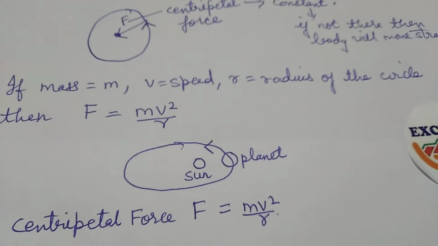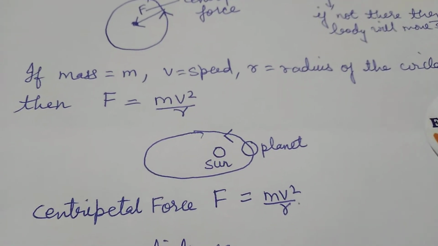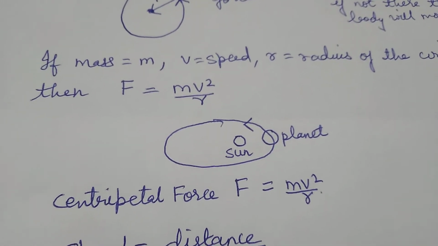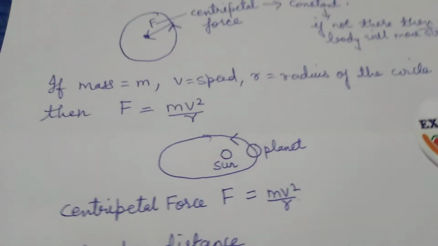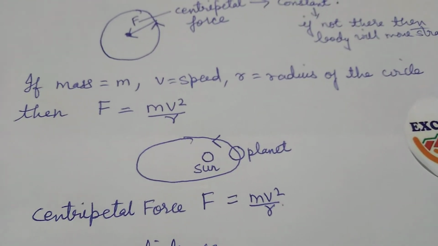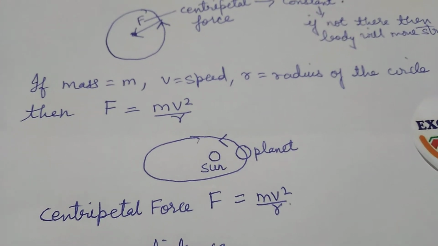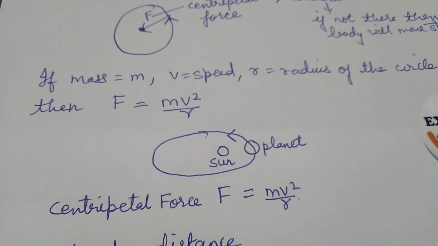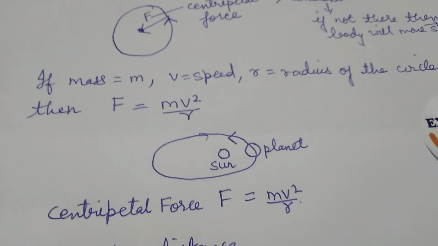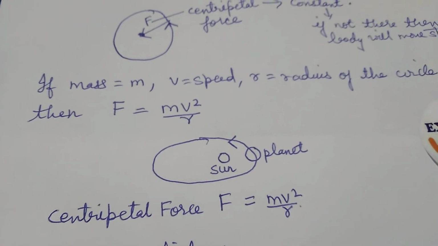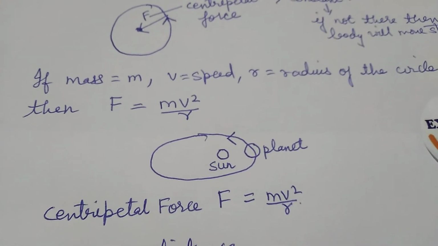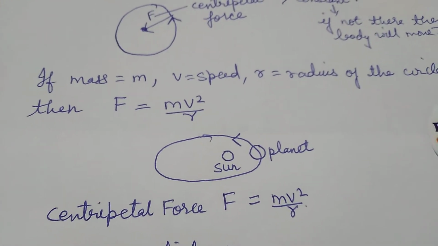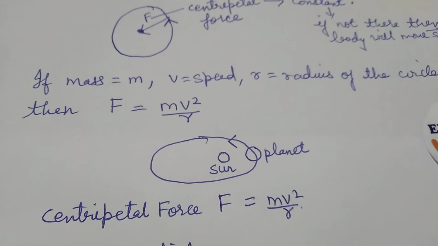Now we will find that for a particular planet. Suppose the mass of a body is m, the speed of the body is v, and r is the radius of the circle. Then it has been found that F, the centripetal force, is equal to mass multiplied by the square of the speed upon r, that is mv square upon r. You do not have the derivation of this formula. You are going to do it in the 11th standard. So just remember that the centripetal force is given as mv square upon r for a body performing circular motion.